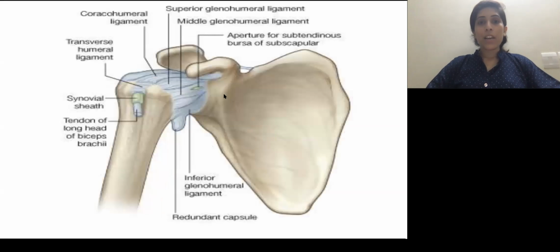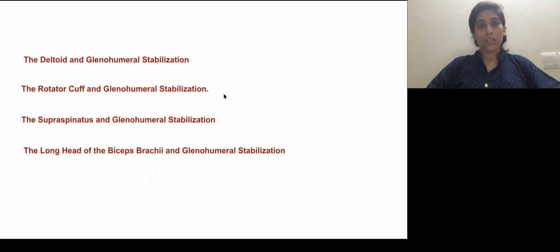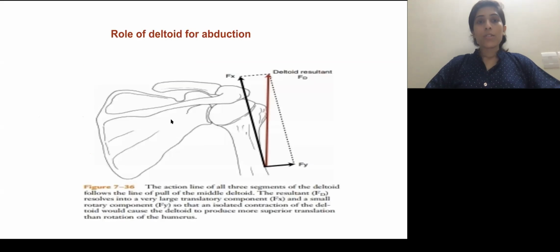So today we'll see the dynamic stabilization. In dynamic stabilization, we should know about the deltoid and glenohumeral stabilization, and rotator cuff and glenohumeral stabilization. In that, ITS, that is the infraspinatus, teres minor and subscapularis. Then we'll see the supraspinatus and glenohumeral stabilization, and lastly, the long head of the biceps brachii and glenohumeral joint stabilization.